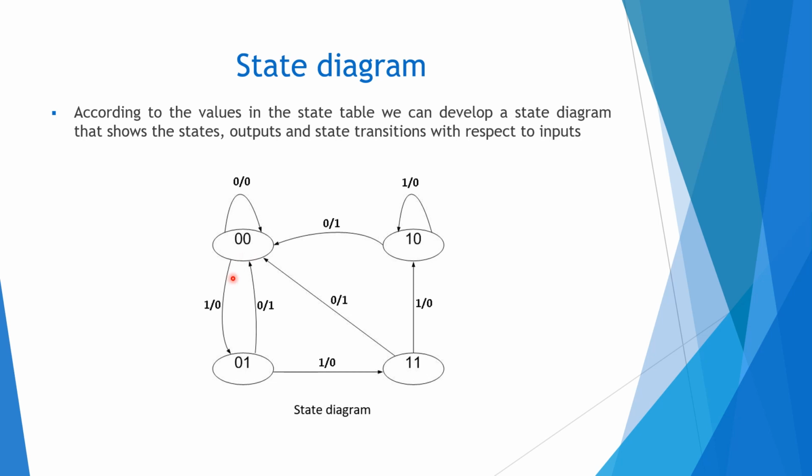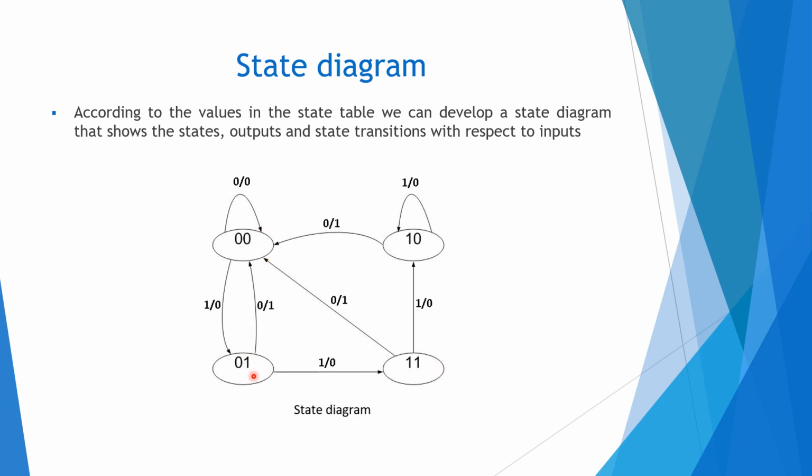So when the input is at the 0 0 state, the flip flop value is 0 0, and the input is 1, the output becomes 0, and the flip flop state changes from 0 0 to 0 1. Like that, we can see all the combinations of the state table.